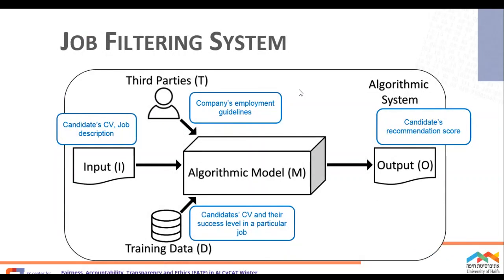If we consider job filtering systems and overlay it on the schematic model of the algorithmic system, we can see that there is the algorithmic model, whatever it is. It uses a database, a training data of candidates' CVs and their success level in being accepted to work or not based on their CV. The algorithmic system is being configured according to the company's employment guidelines: what are their preferences and guidelines about filtering applications? And the system gets as input a candidate CV and a job description, and decides whether the candidate may be considered for hiring or may be rejected. And the output is a recommendation score or a decision of the system about this specific candidate, whether to hire this candidate or not.